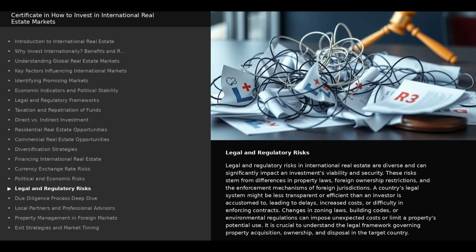Changes in zoning laws, building codes, or environmental regulations can impose unexpected costs or limit a property's potential use. It is crucial to understand the legal framework governing property acquisition, ownership, and disposal in the target country. Engaging local legal counsel is not merely advisable, but essential for navigating these complexities.